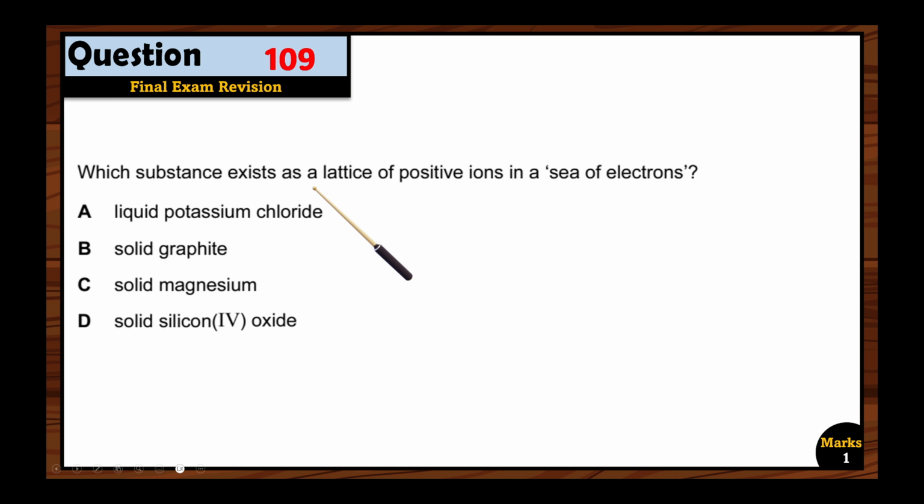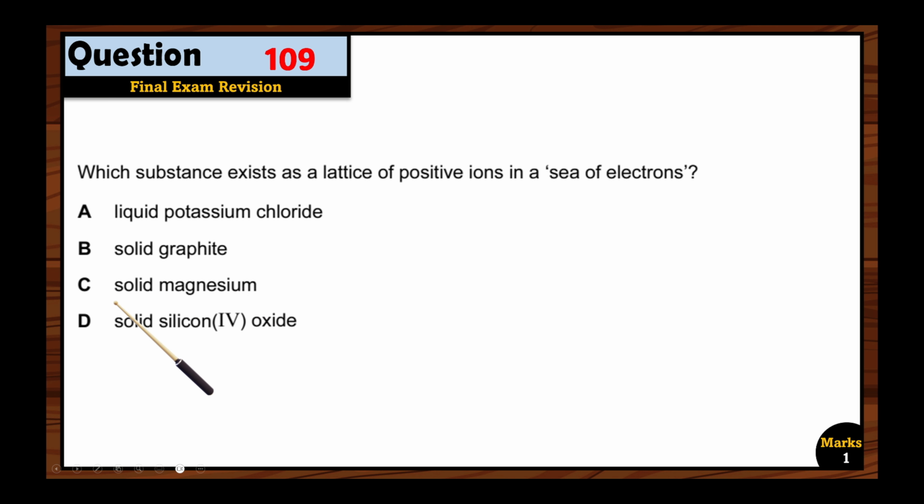Which substance exists as a lattice of positive ions in a sea of electrons? Let's see now one by one. Which substance exists as a lattice of positive ions in a sea of electrons? Let's see which one.